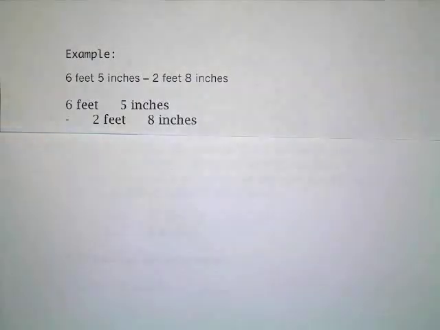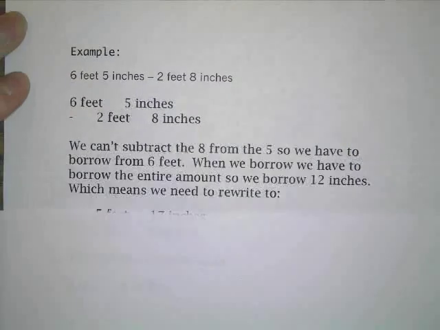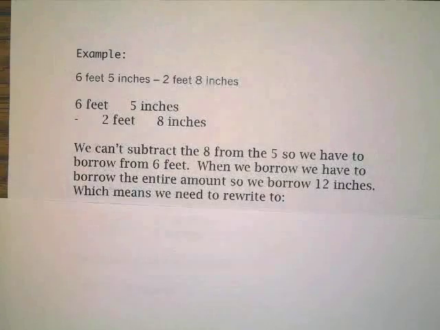Yes? Now, can we subtract 8 from 5? No, why, KDB? We get a negative number and there is no measurement that's negative. Okay, you can't have a negative measurement. So we have to borrow from our 6 feet.